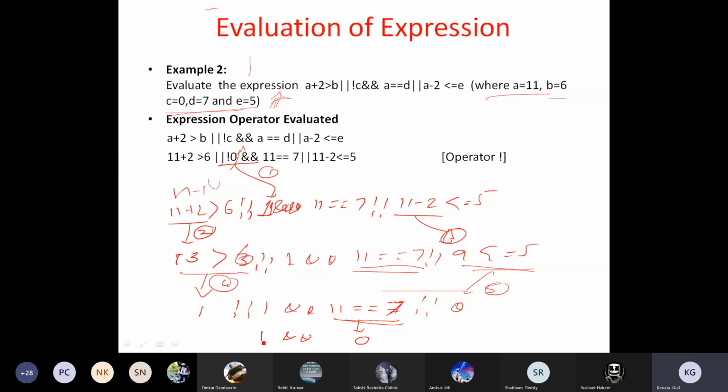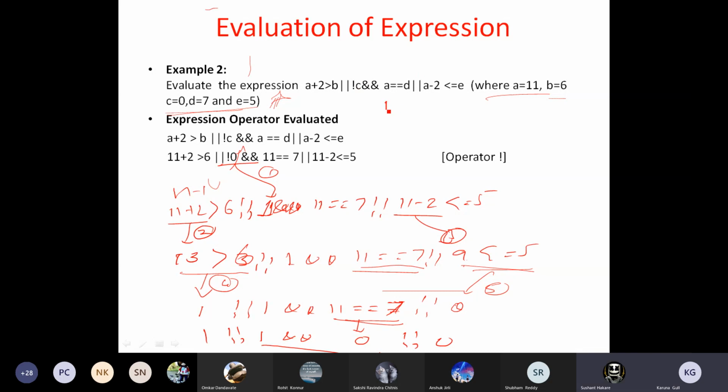This is ampersand. I'll write this as 1 or 1 here, and this is or 0. Now go ahead with this or and or. Which is going to be executed first there? AND will be executed first. So I'll write it here.